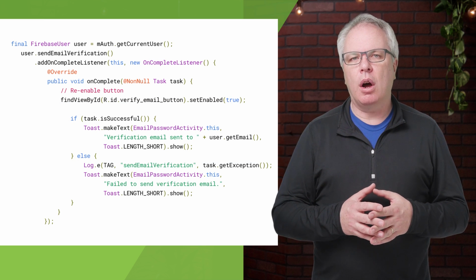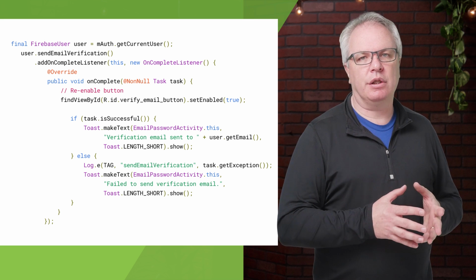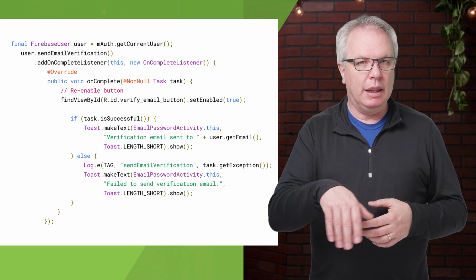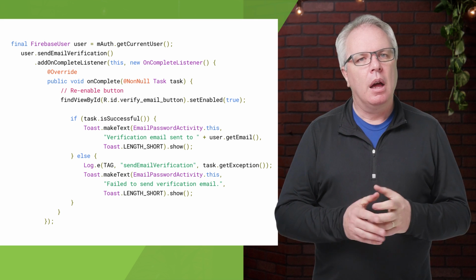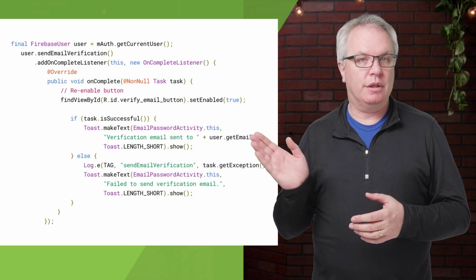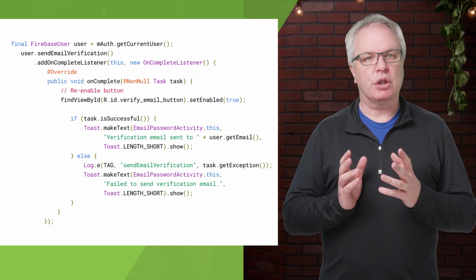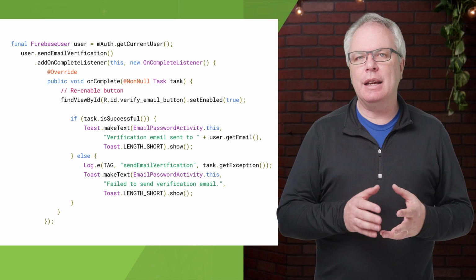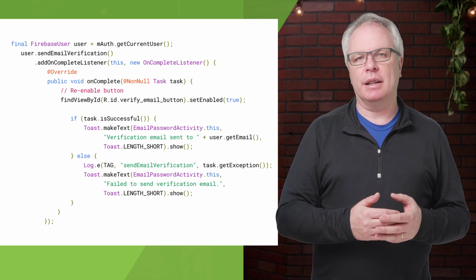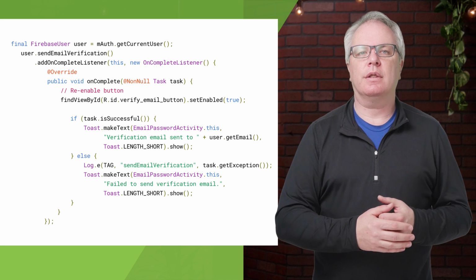So let's take a look at the code. Details on the coding can be found in the Manage Users section of the Firebase documentation. The links are in the description below. The core functionality is found on the Firebase user object like this. On it is a send email verification method, which returns a task, which is used to manage sending the email and reporting on its status. If the task is successful, you'll know that the mail was sent.